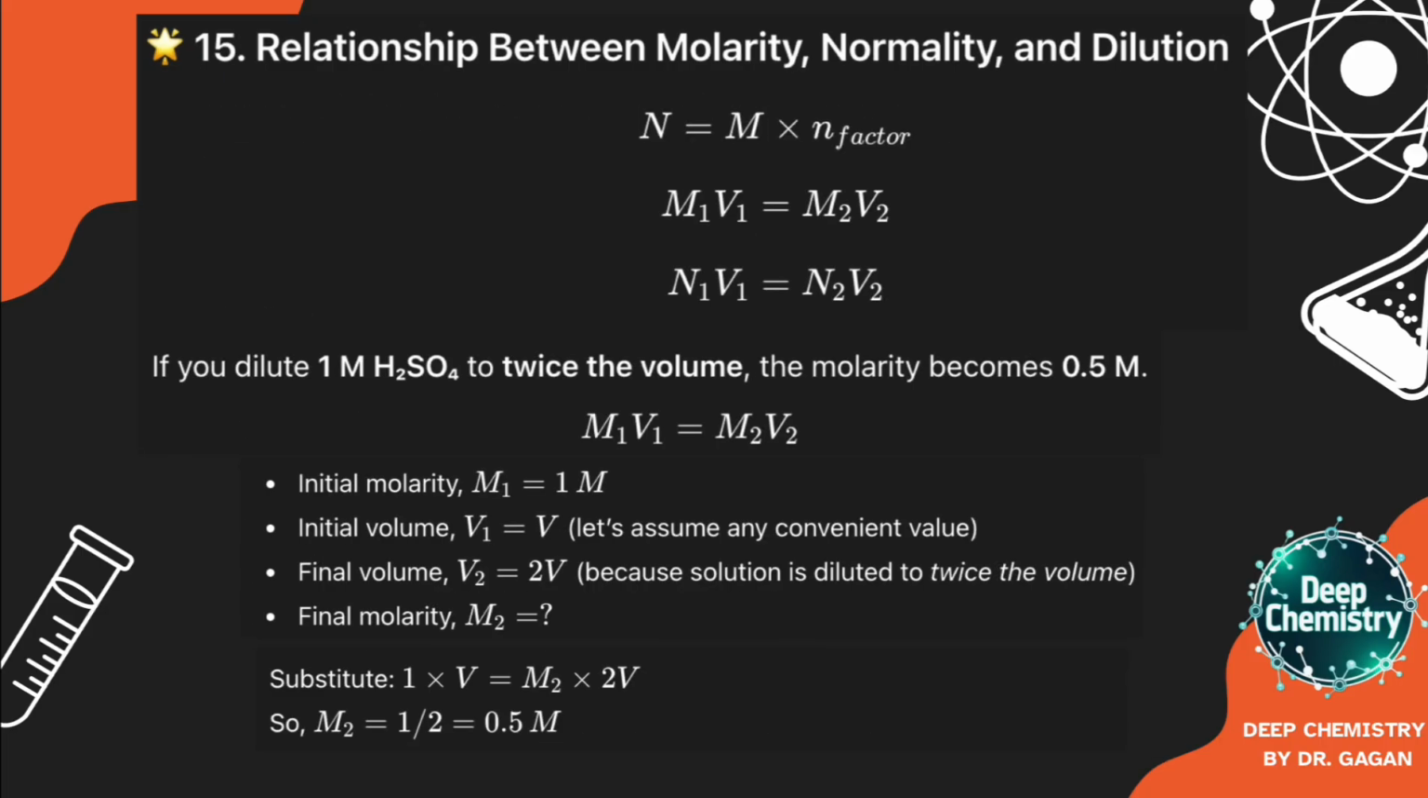Next are dilution and titration relations. When you dilute or titrate solutions, these relations make your life easier. M1V1 equals M2V2 and N1V1 equals N2V2. For example, if you dilute 1 molar H2SO4 to twice the volume, the new molarity becomes 0.5 molar. Simple but powerful.